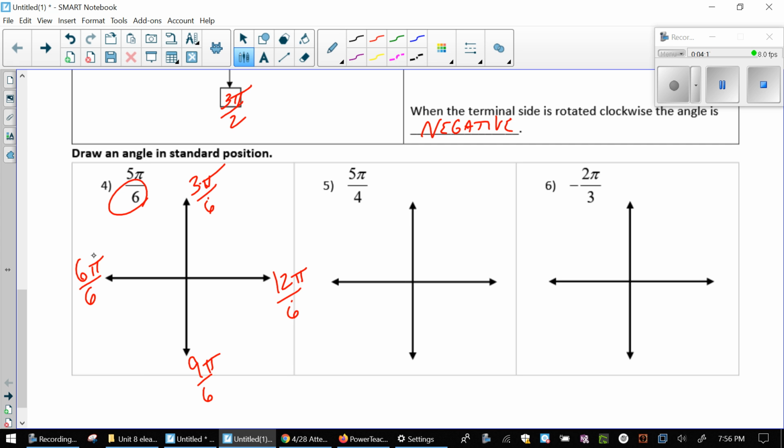So 5 pi over 6 is less than 6 pi over 6. And it's going to be right there. And there's our angle, 5 pi over 6.